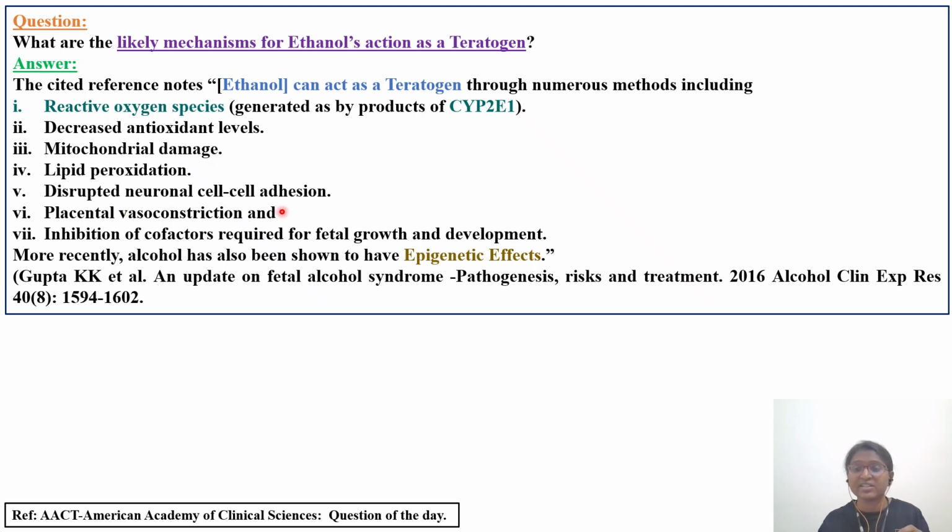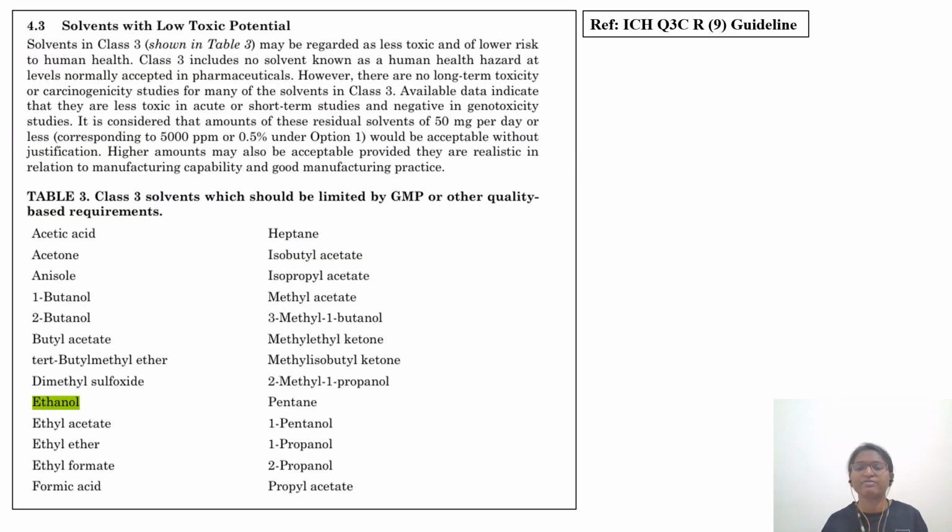Disrupted neuronal cell adhesion we have seen in the case of fetal also. Placental vasoconstriction, inhibition of cofactors required for fetal growth and development. So these are the reasons why you have cranial dysmorphism. Okay. Now those were the important questions which are given in the AACT.